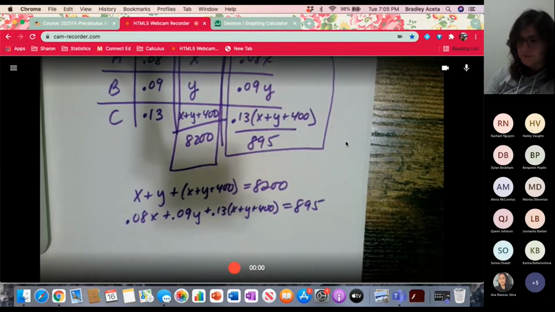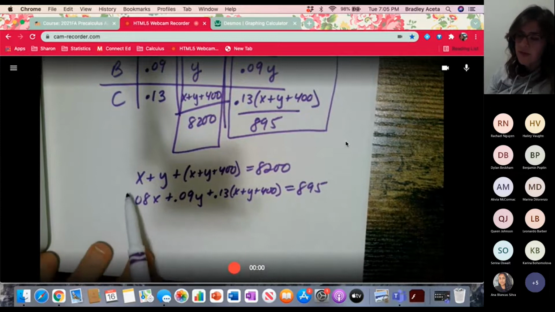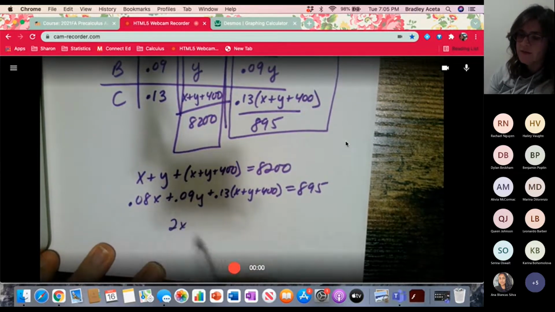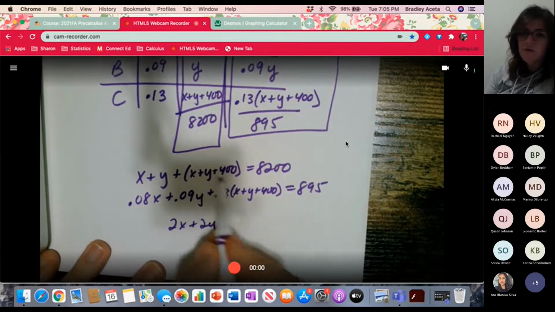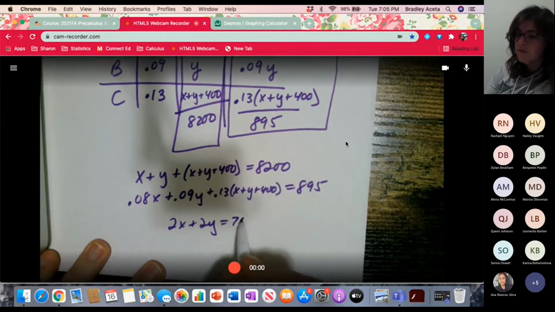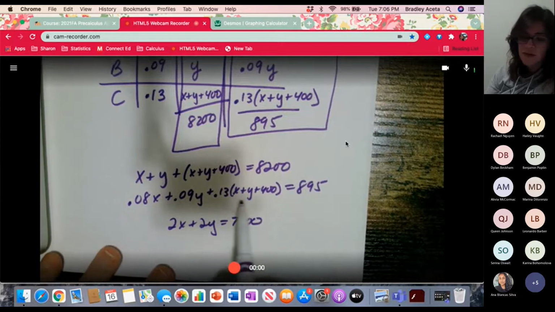Now, y'all, we cannot have this and type it into a matrix. We got to clean this up. So you do have to do a little bit of math. It's not that hard though. I mean, look, x plus another x, oh, 2x. Y plus another y, 2y. And then you see this 400 here? Just subtract it over. So 7,800.